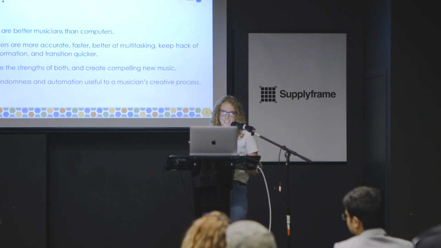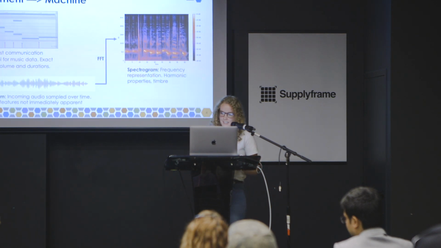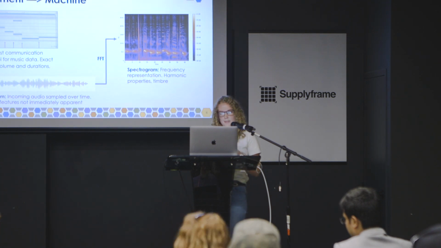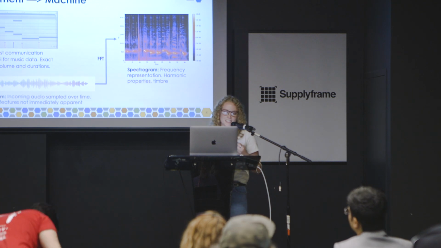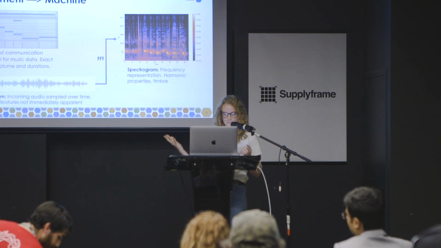We want to explore the idea of making randomness and automation useful to a musician's creative process and hopefully help them improvise in a way that they're not used to. But how do we do that? So I'm first going to talk about how we can get data from a musician's instrument into the algorithm.